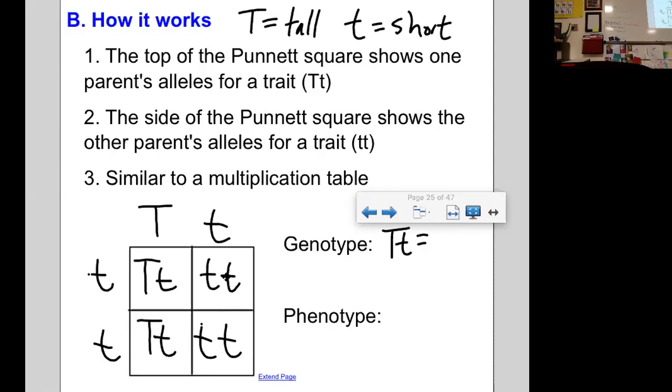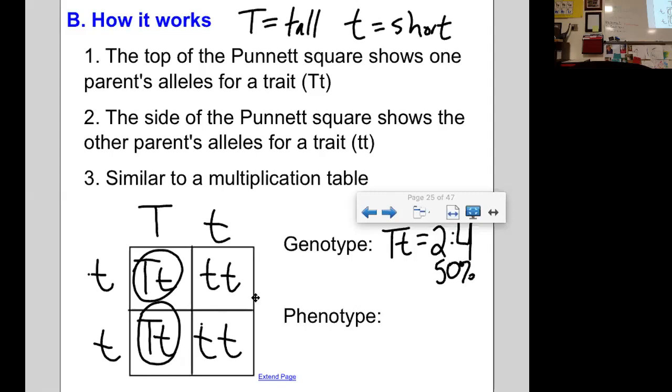How many boxes here are big T, little t? 2. Okay. I'm just going to circle it. 1, 2. So then you're going to say 2 out of how many boxes are there total? 4. If they ask for a percent, what's 2 out of 4? 50%. Okay, so just be careful with your homework if they're looking for a ratio or a percent.